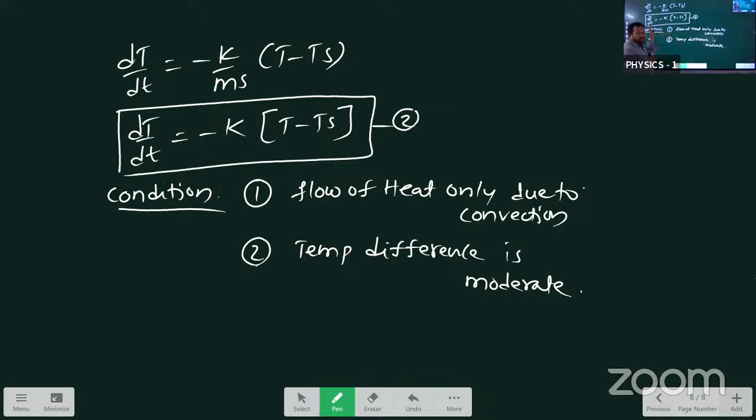Conditions and derivation part. One is heat, one is temperature. Now, the fixed problem, surrounding temperature problem: 2 conditions with derivation of Newton's law of cooling. Total long answer 8 marks. It is a 3-star question from thermal properties of matter, which belongs to the heat lessons.